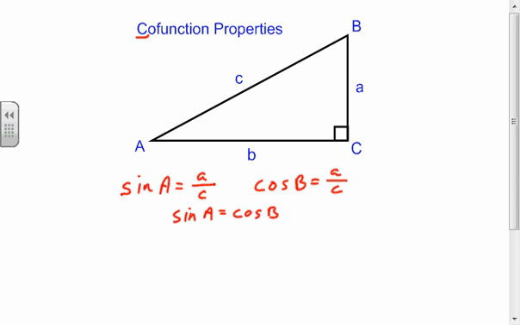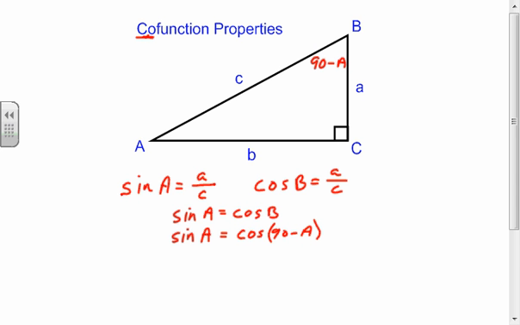So I could express this angle over here, angle B, as 90 minus angle A. So I could replace angle B with 90 minus A. So I could say sine A is equal to the cosine of 90 minus A. So 90 minus A is just another expression for the complement of angle A. So angle A and angle B are complements of each other. So think of this co as meaning something about complement, the complement property.